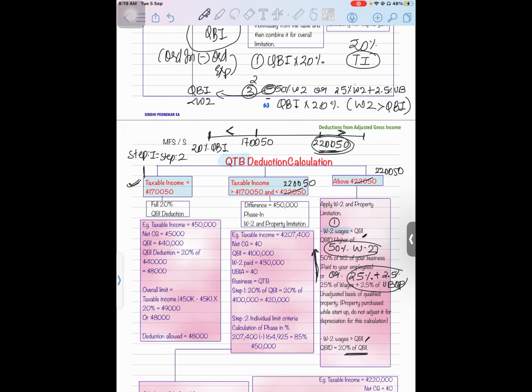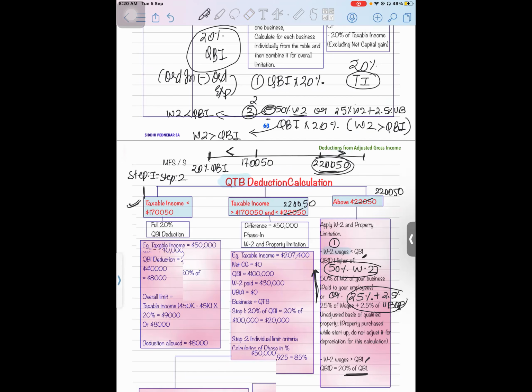This scenario can be used if your QBI is less than W2, meaning you're running a proper business. I remember it like this: if you're running a proper business, I'll use this limit. If I'm incurring losses, why? Because I'm paying extra to my employees and not having that much income. Sorry, I've mentioned it in the wrong manner. If my W2 is less than QBI, I'll take this amount. And if my W2 is more than QBI, I'll directly take the 20%.